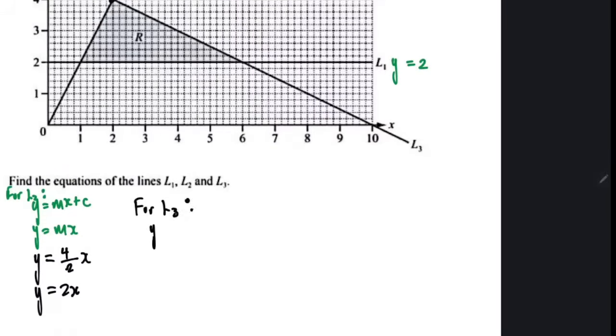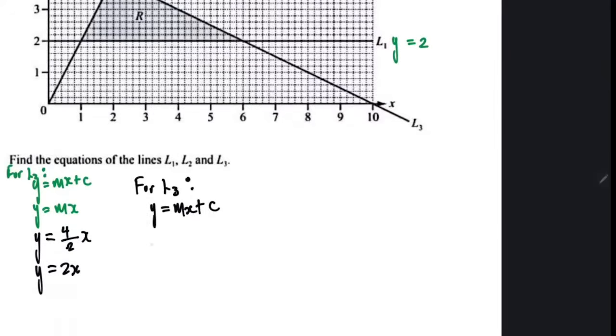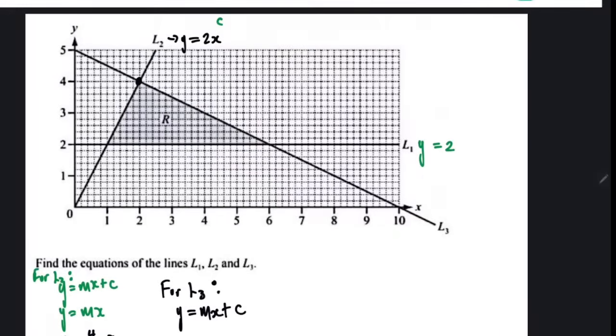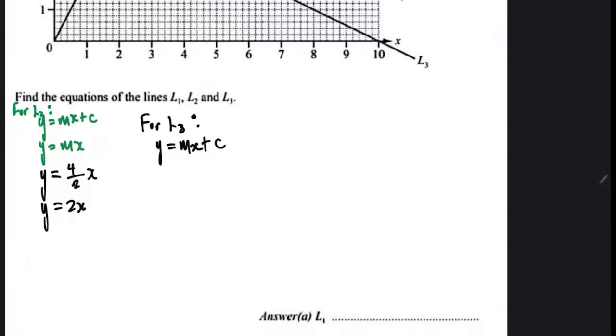You have y is equal to mx plus c, because it's slanted. Now first check, where does it cut the y-axis? All the time it cuts at 5. So it's going to be y is equal to mx plus 5. It cuts at 5.